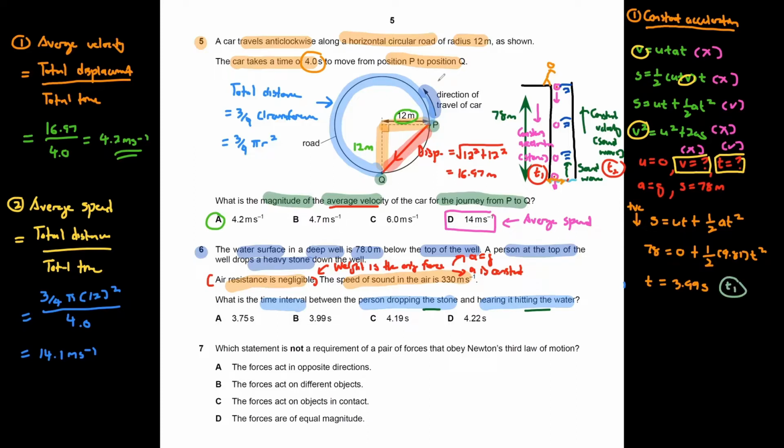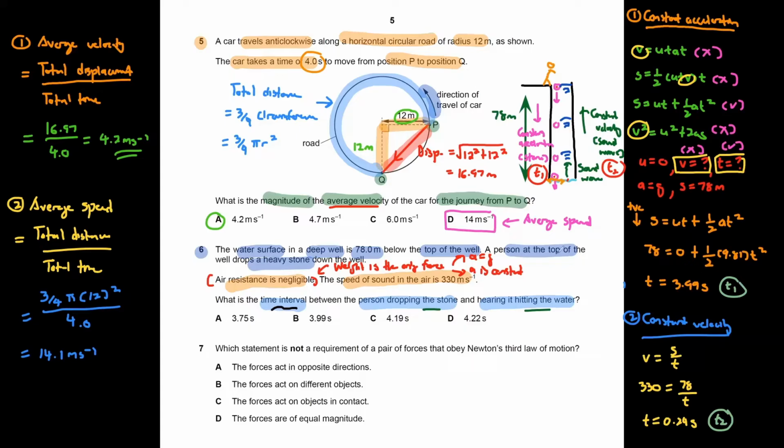Okay. Then if we apply the constant velocity case here for the sound wave, we would use the equation v is equals to s over t. So we already know that the speed of sound is 330. The displacement, the distance traveled by the sound wave all the way back to the top will be 78. And then t is what we want to find out. t will be 0.24 seconds. This would be t2. So right now we want to find out the time interval.